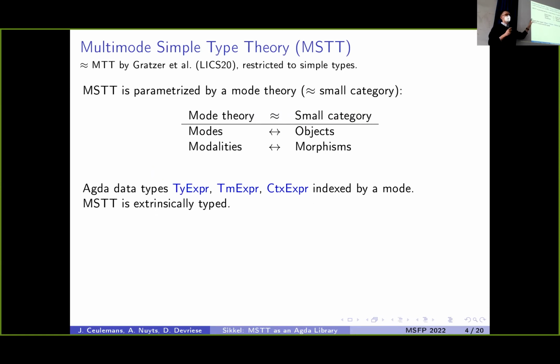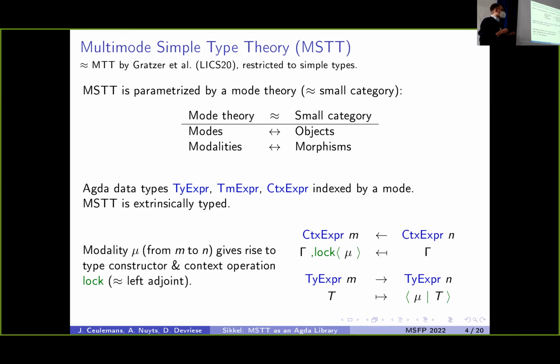If you fix such a mode theory, then Sikkel will provide you Agda data types that represent types, terms, and contexts of the object theory of MSTT. And all of these Agda data types are indexed by a mode. So every type, every term, every context in MSTT lives at a particular mode. Moreover, MSTT is extrinsically typed. So for instance, this Agda data type term expression is not indexed by a type or a context.